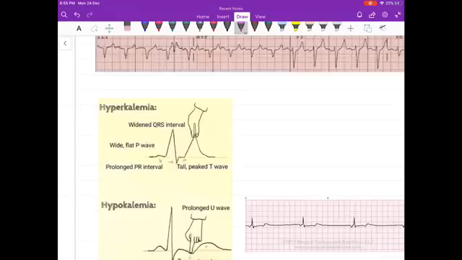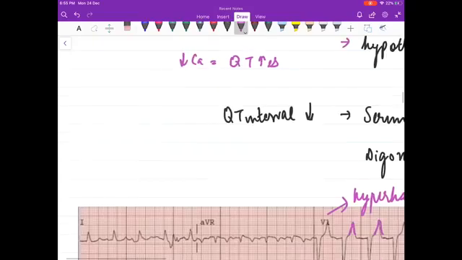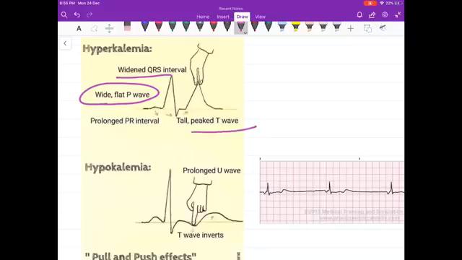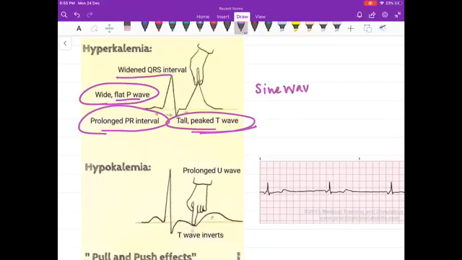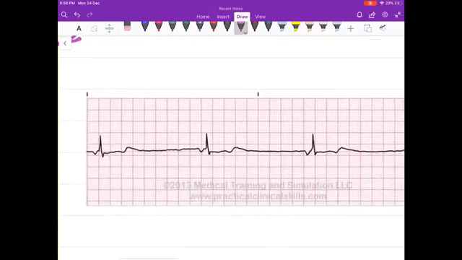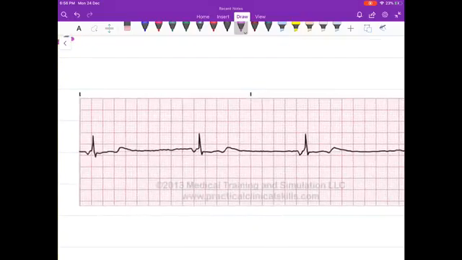So what are the changes on ECG we see in hyperkalemia? It is widened QRS interval, wide and flat T waves, wide and flat P waves, tall peaked T waves, prolonged PR interval, and in the end we see sine wave pattern. So the ECG changes of hyperkalemia are very important. In hypokalemia, friends, what is this ECG? So in this ECG you can see the U waves. So this is an ECG of hypokalemia.